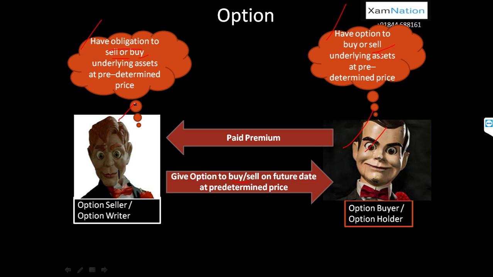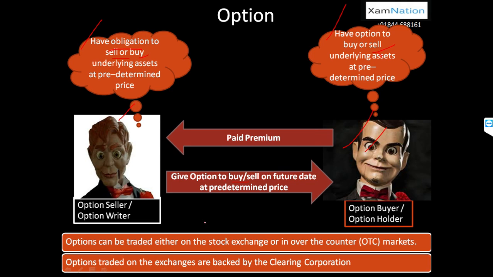Now options can be traded either on the stock exchange or in the over the counter market, like forwards. Over the counter means one to one type thing like forward, and on the stock exchange like futures, that is some exchange would be there where both of them can sell or buy the options. As in futures, any transaction happening on the exchange is backed by a clearing corporation. Here also it is backed by the clearing corporation.